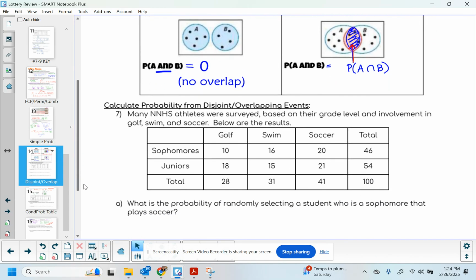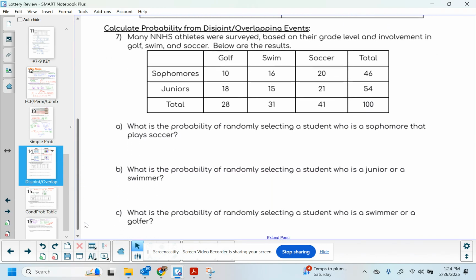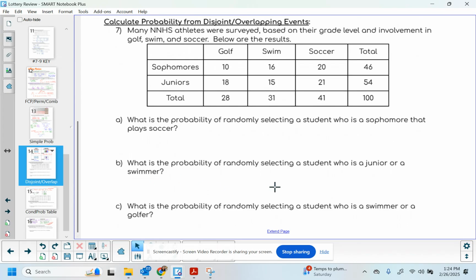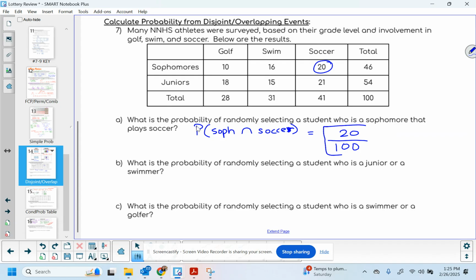So this is from the lottery review number 7. We have athletes being surveyed about what they're doing. What is the probability that a randomly selected student, and all of these say randomly selected students, so they're all going to be out of 100, is a sophomore that plays soccer? So what we're doing here is the probability of selecting someone who's a sophomore and plays soccer at the same time. And so that is out of 100. We are just using that right there. So 20 out of 100, that's it.